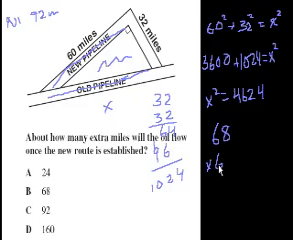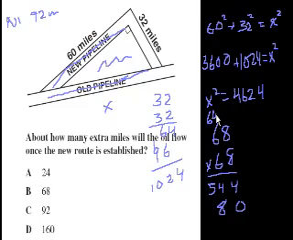68 times 68, 8 times 8 is 64. 8 times 6 is 48, plus 6 is 54. 6 times 8, 48. 6 times 6, 36, plus 4 is 40. So we have 4624. Right, so x is 68. So x is equal to 68.